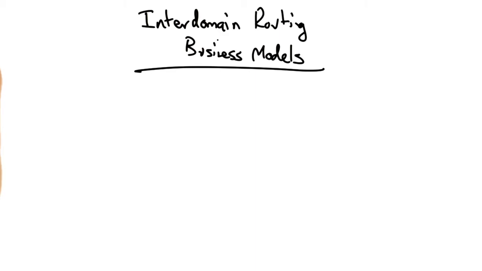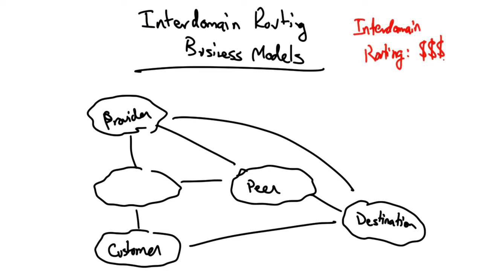So now we're going to look at interdomain routing business models. The one thing to remember about interdomain routing is that it's really all about routing money. Let's consider this AS that wants to send traffic to a particular destination. Well, in the internet, there are two different types of business relationships.